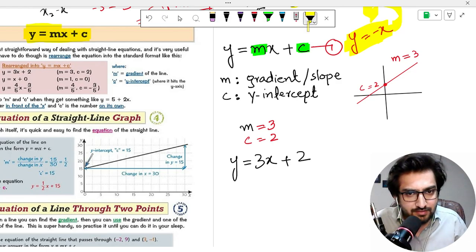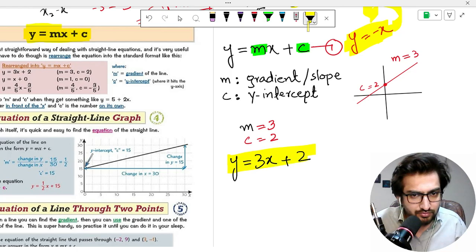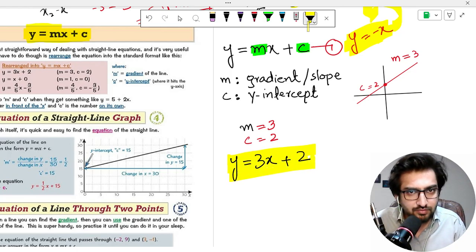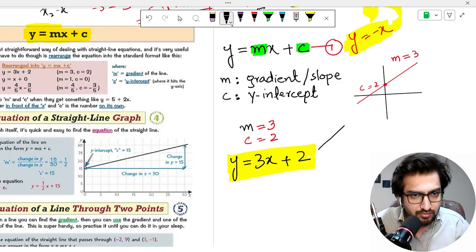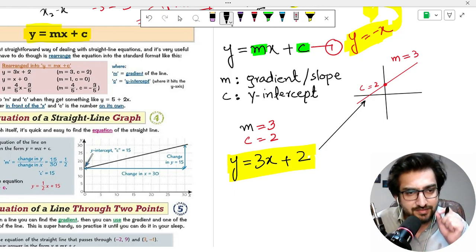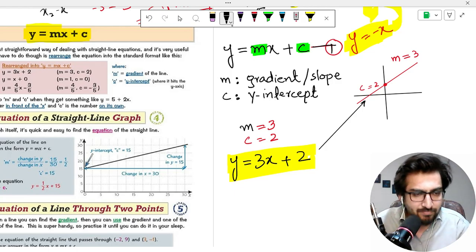Now what we get, this is the equation of this line. So this is the very simple method to find out the equation of a line. If a line is given, you just find out two things, slope and y-intercept, and put the values in the equation. Equation number 1, you will get the answer, the equation for that line.